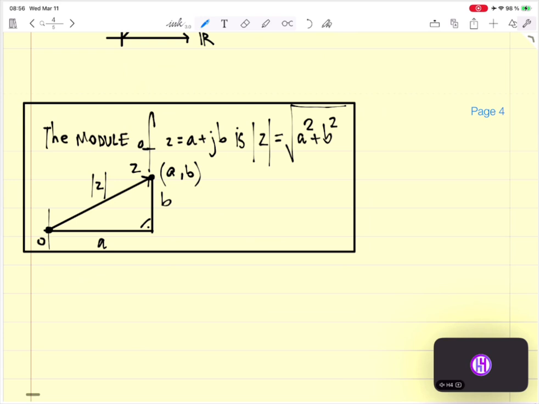Just to clear things out, because I've never heard the term module, is it just displacement? Is module displacement? The module is the distance, the length of this vector. Yeah, but displacement is the measurement between point A and B. Yeah, it might be displacement in certain engineering problems.